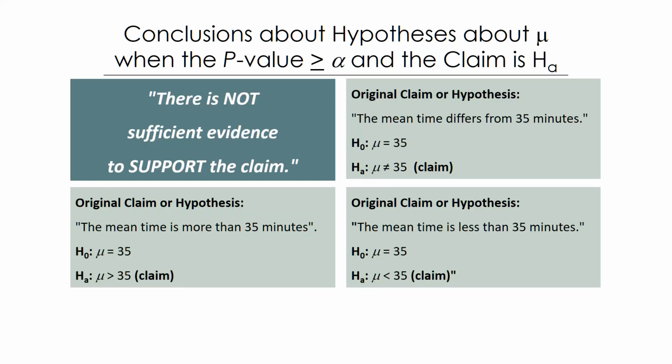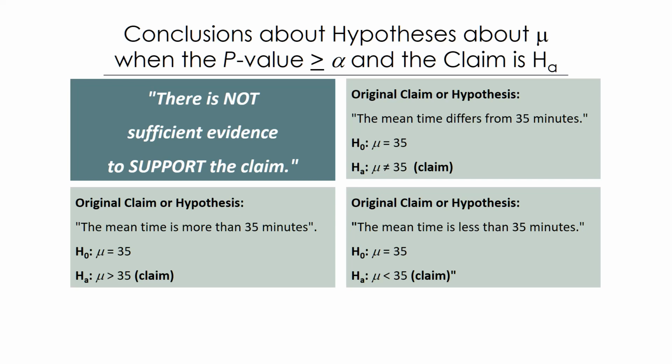Finally, when the conclusion involves a claim about the alternative hypothesis, again, we word it in terms of whether there is or is not sufficient evidence. And when the p-value is greater than or equal to alpha, there's not sufficient evidence. But when your claim is HA, we turn it around to say that that's to support the claim. So when your claim is that the mean somehow differs from a value, that's going to be the alternative hypothesis, and the wording of your conclusion is going to be in terms of whether you can support that or not.